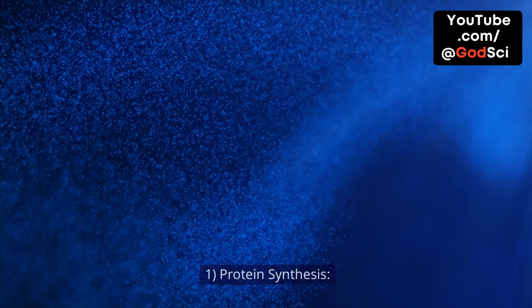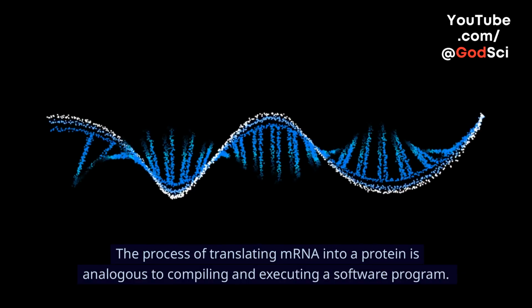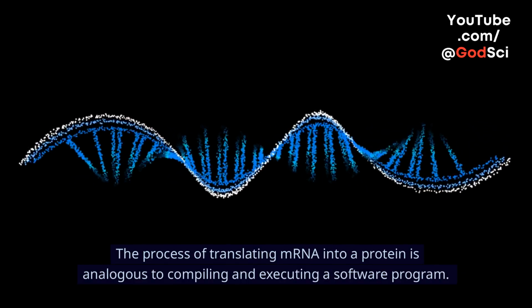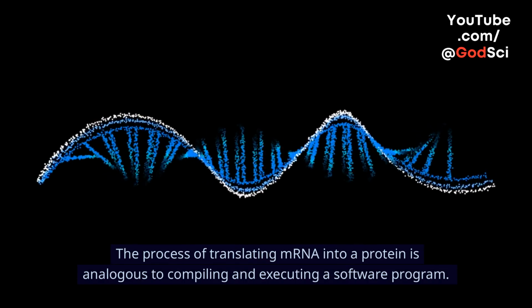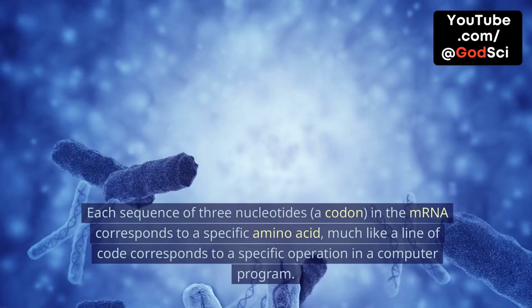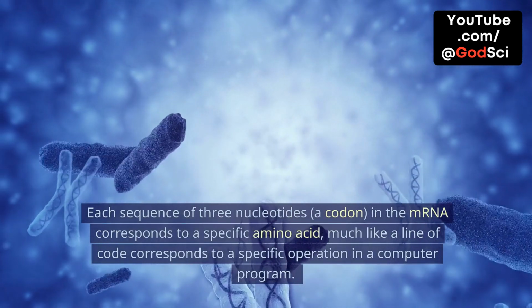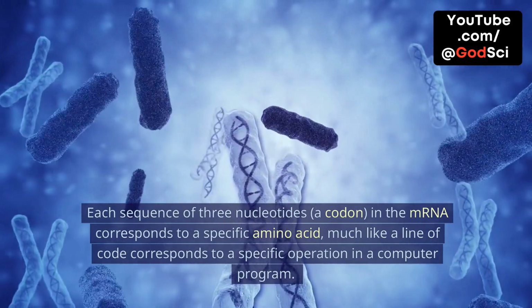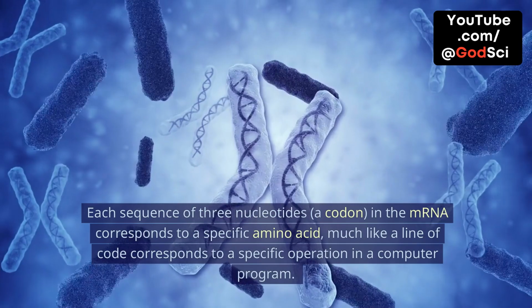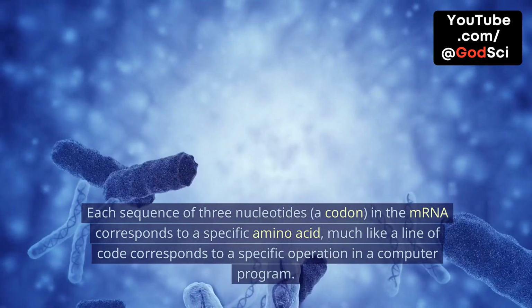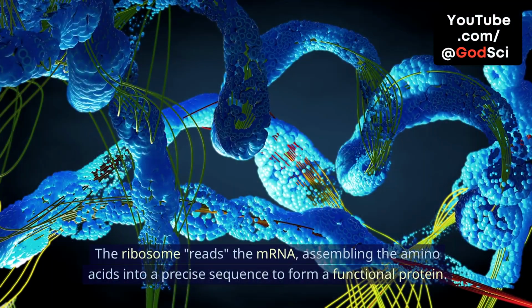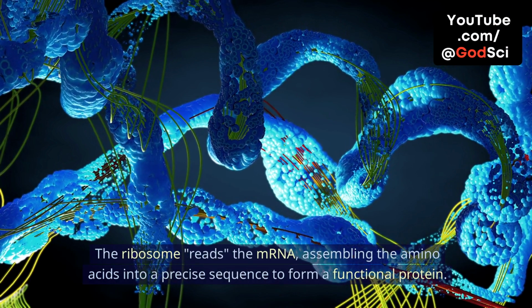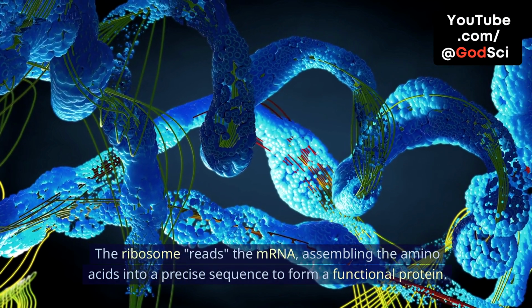1. Protein synthesis. The process of translating mRNA into a protein is analogous to compiling and executing a software program. Each sequence of 3 nucleotides, a codon, in the mRNA corresponds to a specific amino acid, much like a line of code corresponds to a specific operation in a computer program. The ribosome reads the mRNA, assembling the amino acids into a precise sequence to form a functional protein.